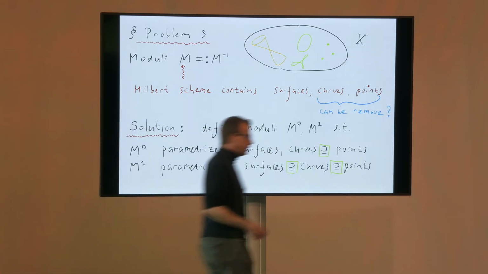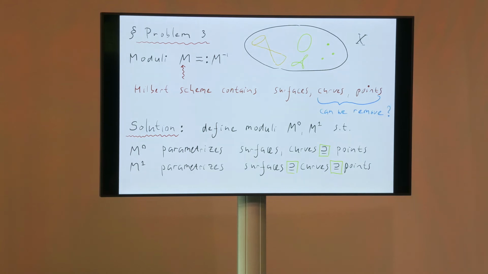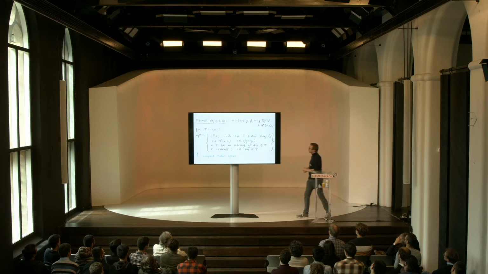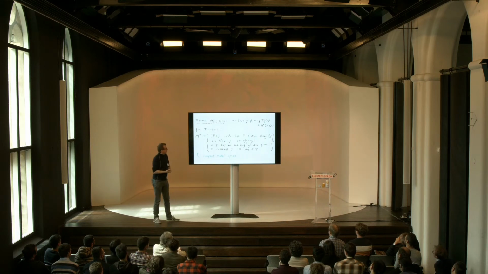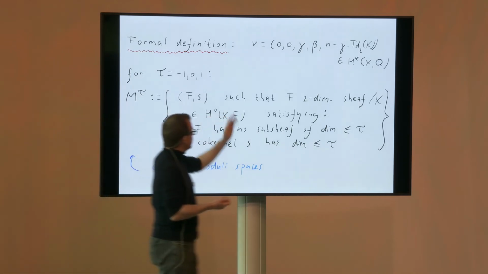Let me make this mathematical in one slide. It's not so important, but the formal definition is as follows. As before, we fix a surface class gamma, a curve class beta, and the holomorphic Euler characteristic n.